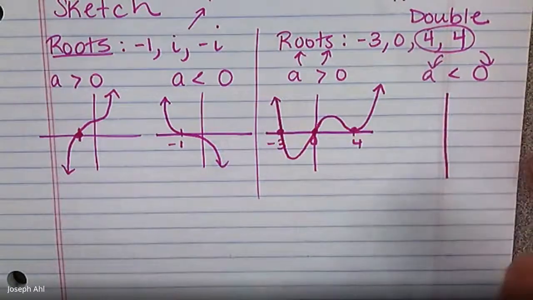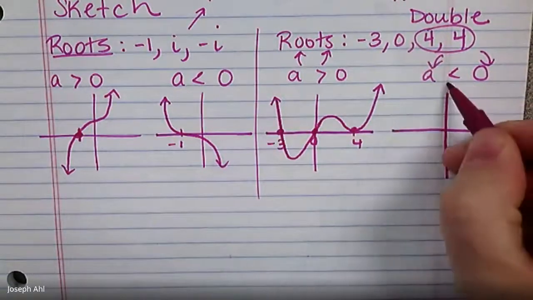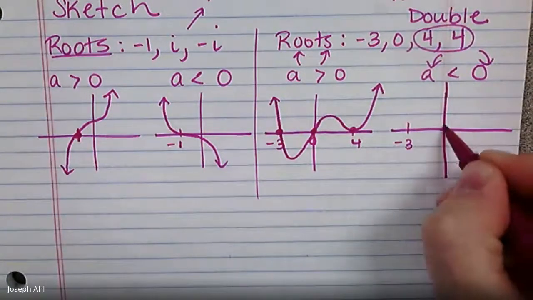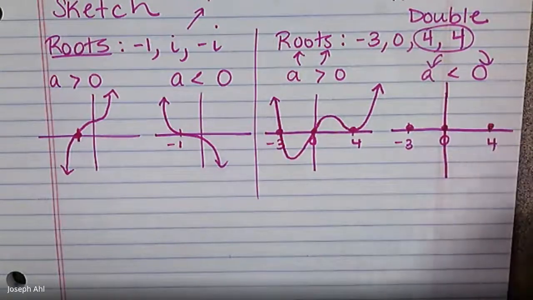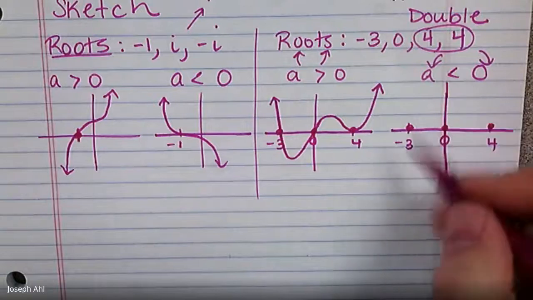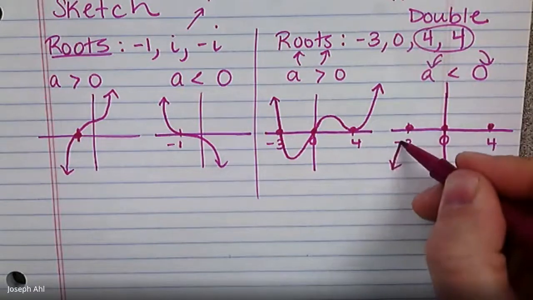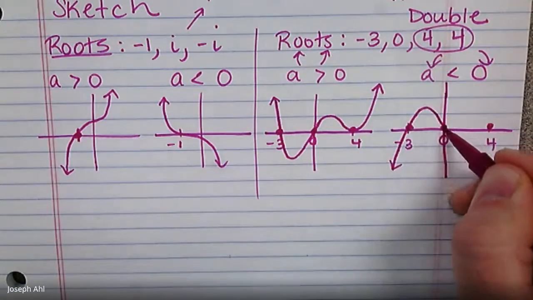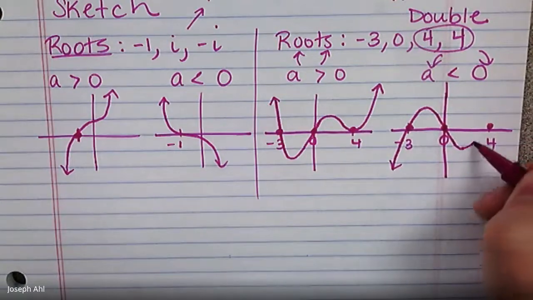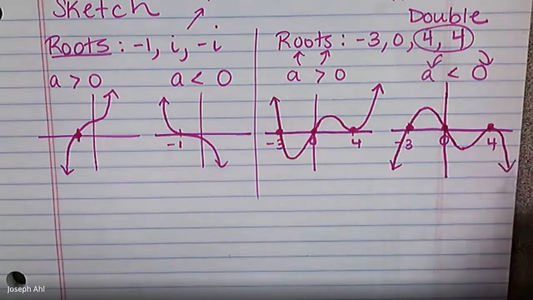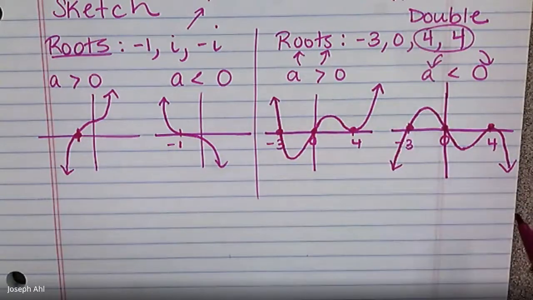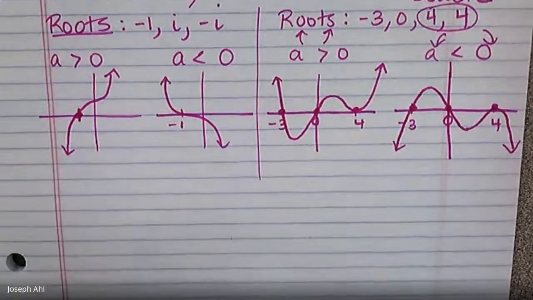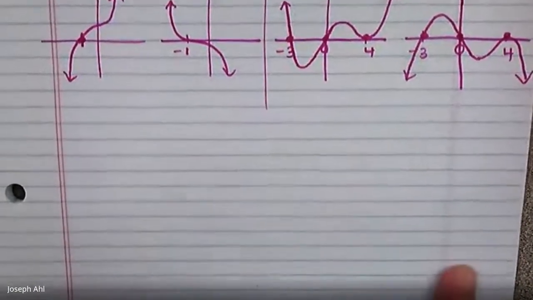But meanwhile, if we had the same situation, but a was negative, -3, 0, 4, same root locations. Just make sure the tail on the left now starts down, crosses the x-axis, but when I get to 4, bounce and head right back on down. Okay, so we're bouncing off the axis and going right back down there.